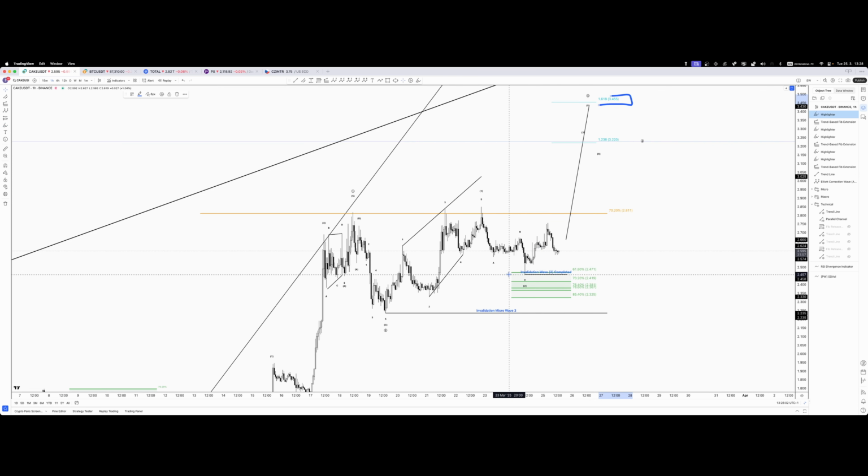If 2.46 gets broken, that invalidates the bullish target of 3.45, but it will indicate that price has not done correcting. That what we had here, ABC, is not the end of wave 2. So most likely we have an A complete, then a B, and then a C.